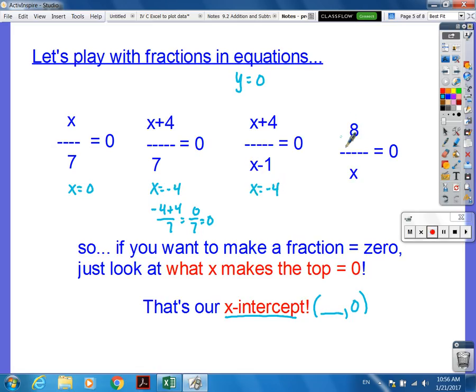And can I make this fraction equal to 0? No. And so this, if this was your graph that you were given, if you were saying, hey, let's graph 8 over x, it's not going to have an x-intercept. So just something to think about. If you want to make a fraction equal to 0, focus on the top. If there's just a number, you're not going to have one.